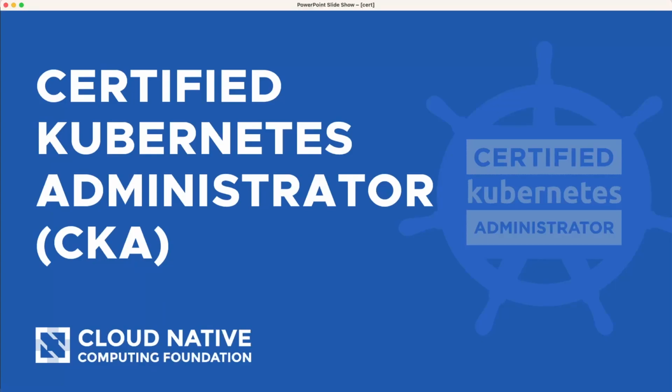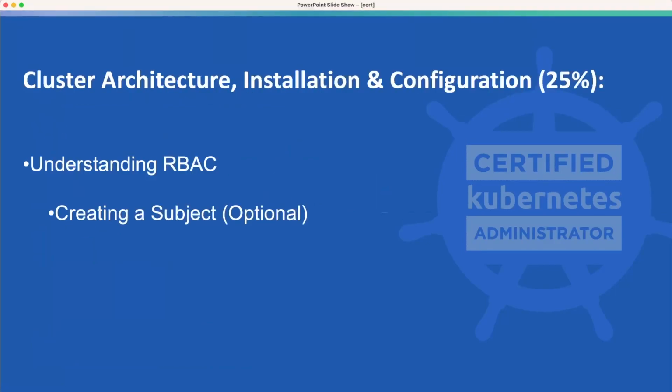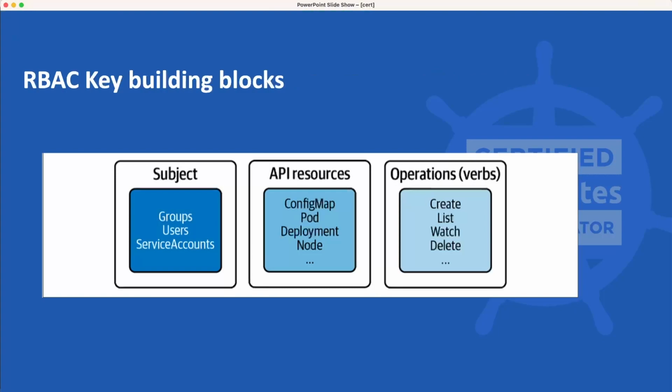In this playlist, we're talking about the CKA, Certified Kubernetes Administrator. Now we are in the cluster architecture, installation and configuration chapter, and in the RBAC section. In this video, we're talking about the optional part, that's creating a subject. I'm going to explain later why it's optional, but it's important that you know that.